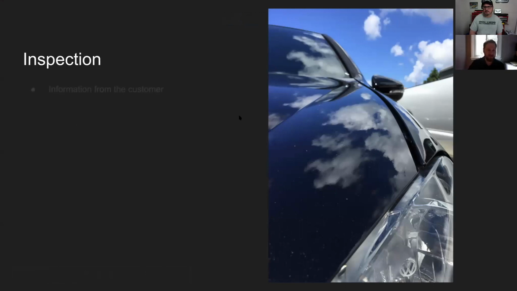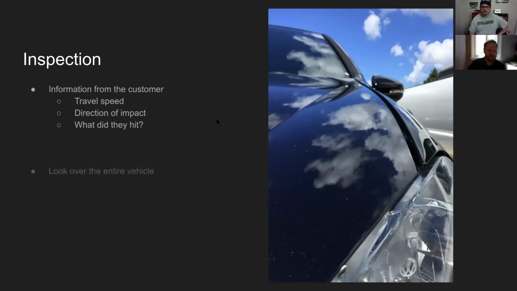So when you're looking at the inspection, information from the customer, first of all, is very important. Where were they traveling? How fast were they traveling? What was the direction of impact? That's going to be a dead giveaway of some of the frame conditions. And what did they hit? Was it a deer or a pole, or did they go over a bump or a median that caused some other kind of damage? So that's going to clue you into what you should be looking for right away. It's going to help eliminate a lot of other things.